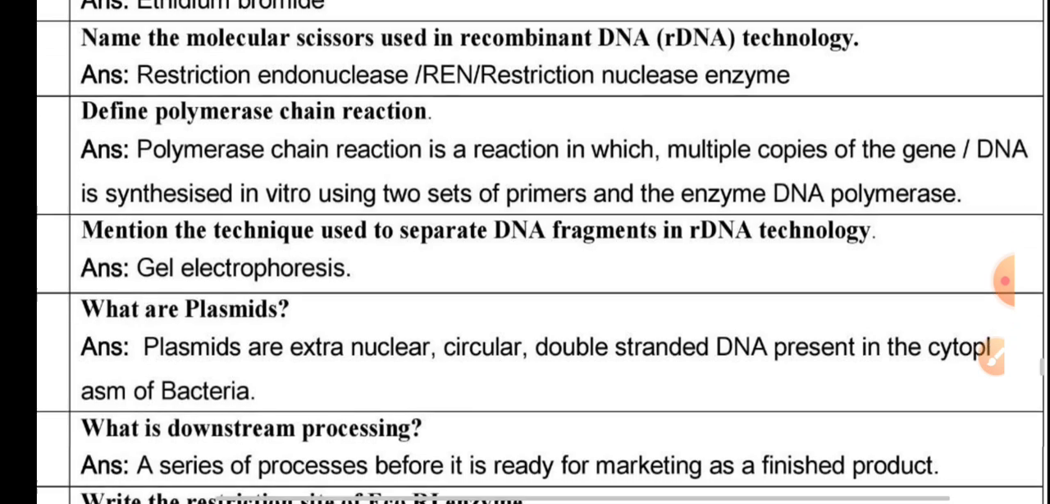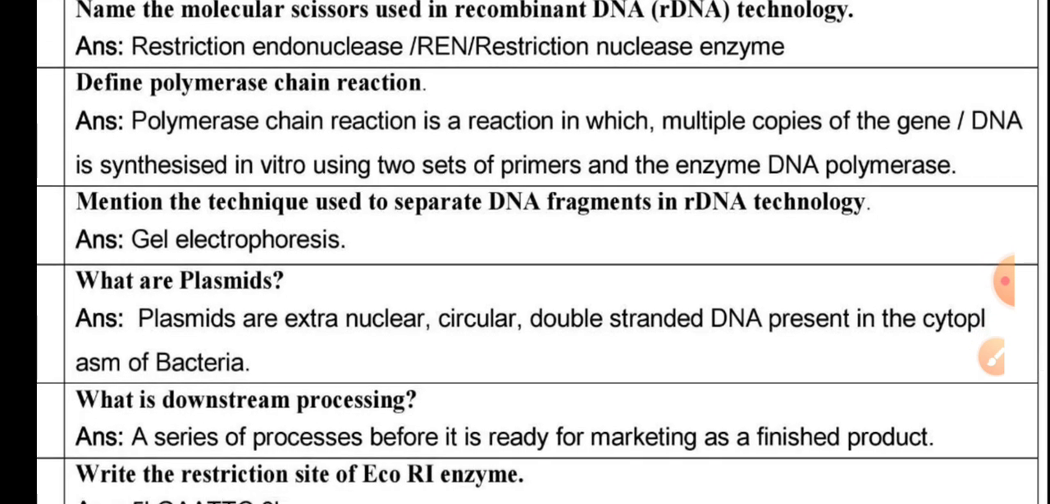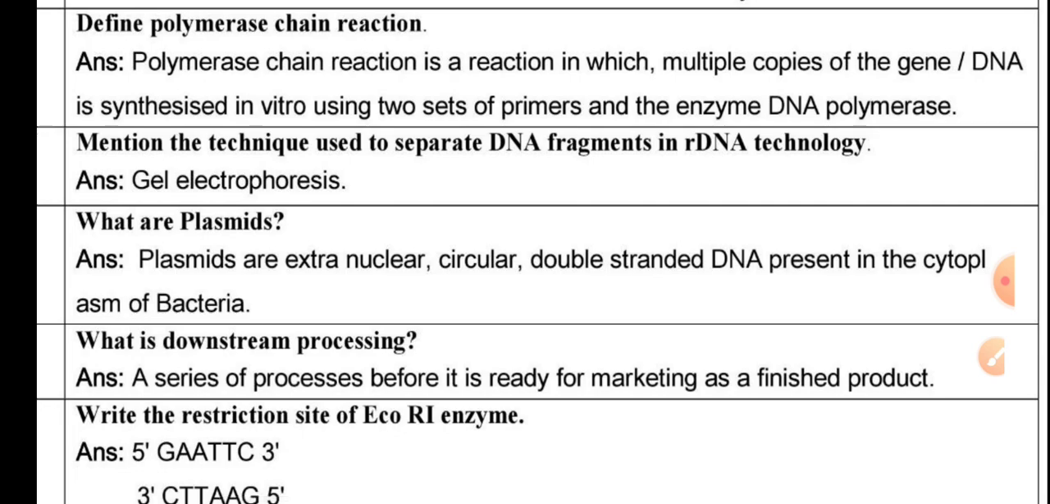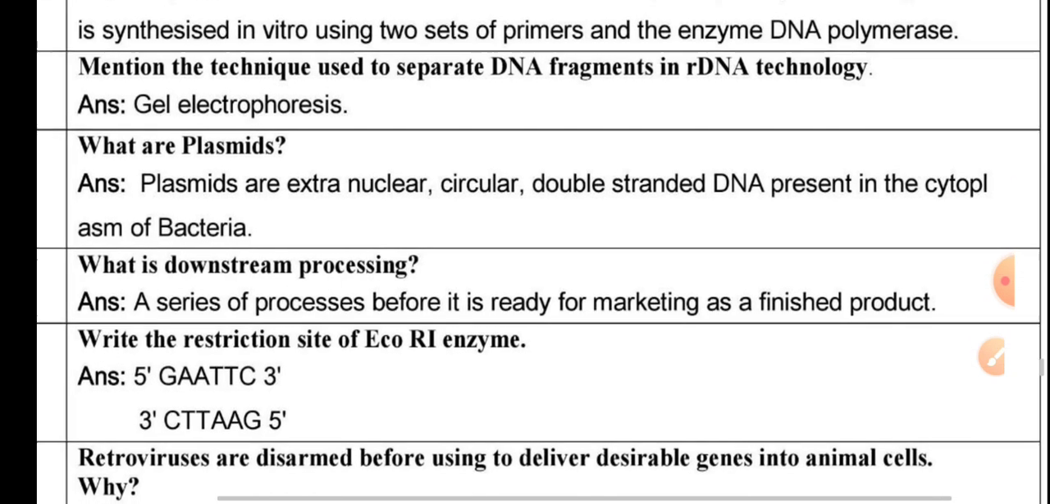Define polymerase chain reaction. Polymerase chain reaction is a reaction in which multiple copies of a gene or DNA are synthesized in vitro using 2 sets of primers and the enzyme DNA polymerase. Mention the technique used to separate DNA fragments in recombinant DNA technology: gel electrophoresis method.